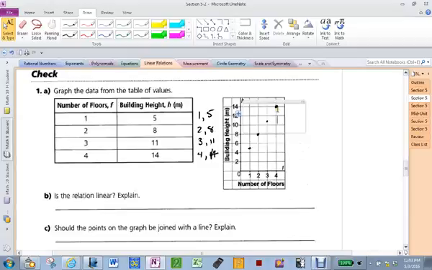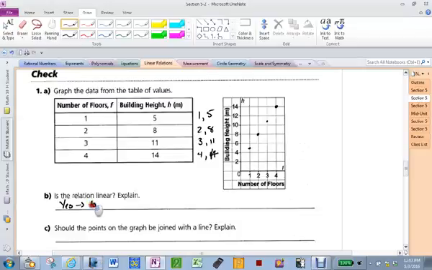Is the relationship linear? Possibly. Yes. Why? Because we have half the floor. No, that's the wrong one actually. You're answering the wrong one. B. Is it linear?